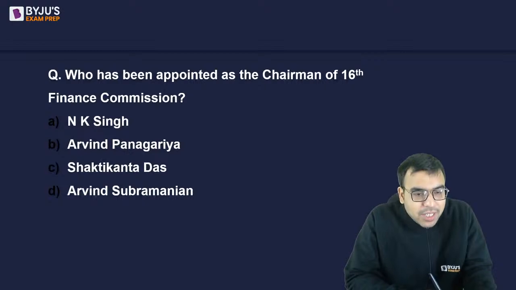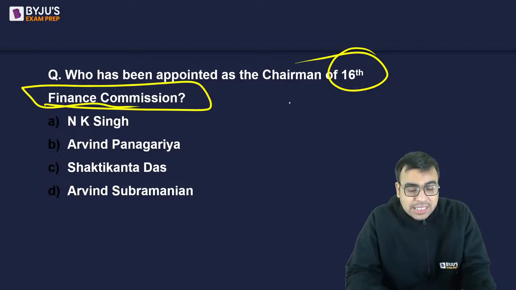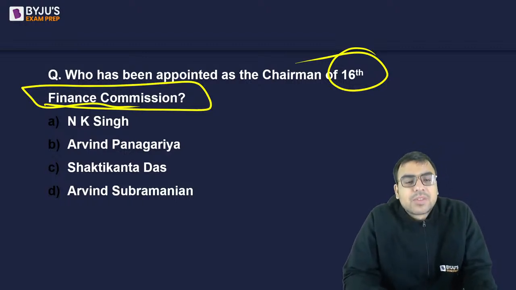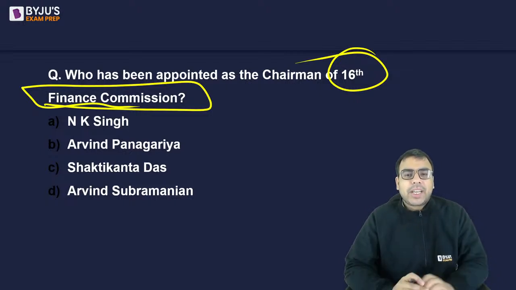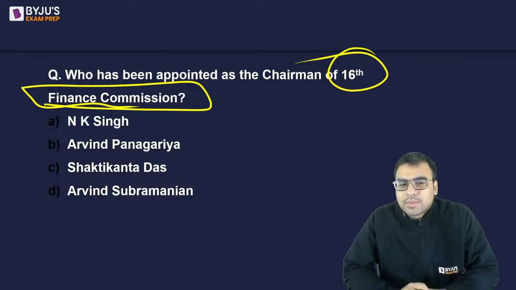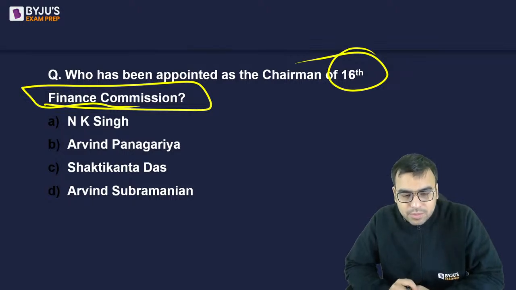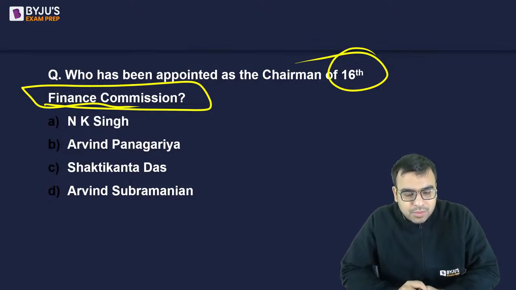Fair. Now please tell me, recently we have seen this news that the 16th Finance Commission has been set up, and who is the chairman of the 16th Finance Commission? Anyone? Mr. N.K. Singh, Arvind Panagariya, Shaktikanta Das, Arvind Subramanian. What is the right answer? Chairman of 16th Finance Commission. Anyone?